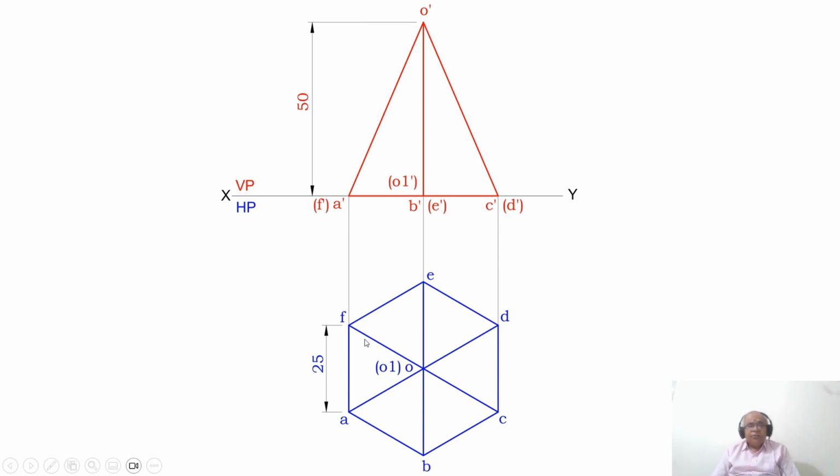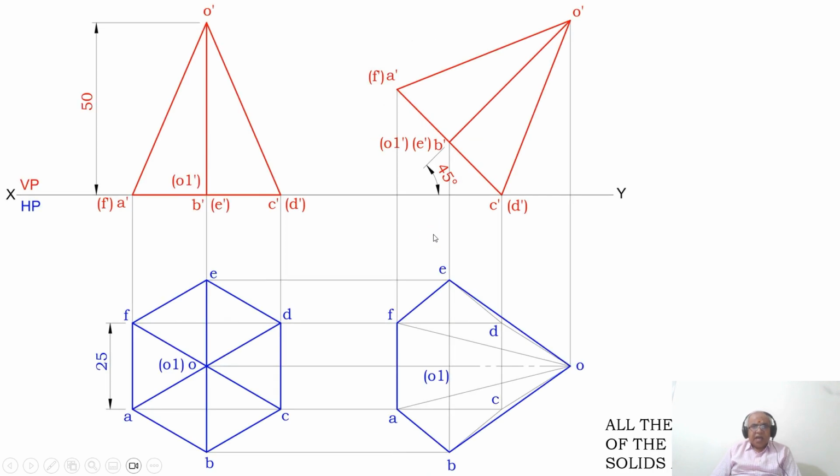So this is all, and you measure the distance of 25 and give the dimension of 25 here and the height of the pyramid as 50. Once you do that, now we go for the resting on one of the edges. So which is the edge which is resting on HP?